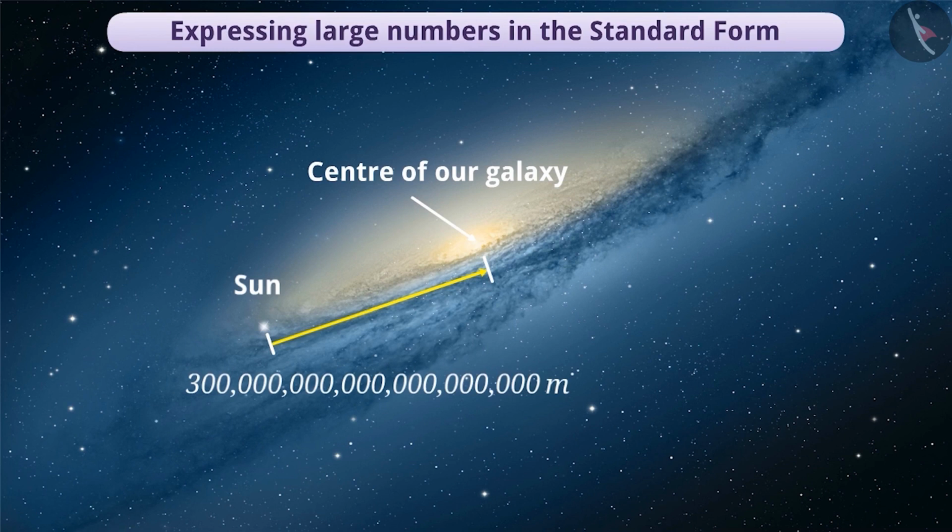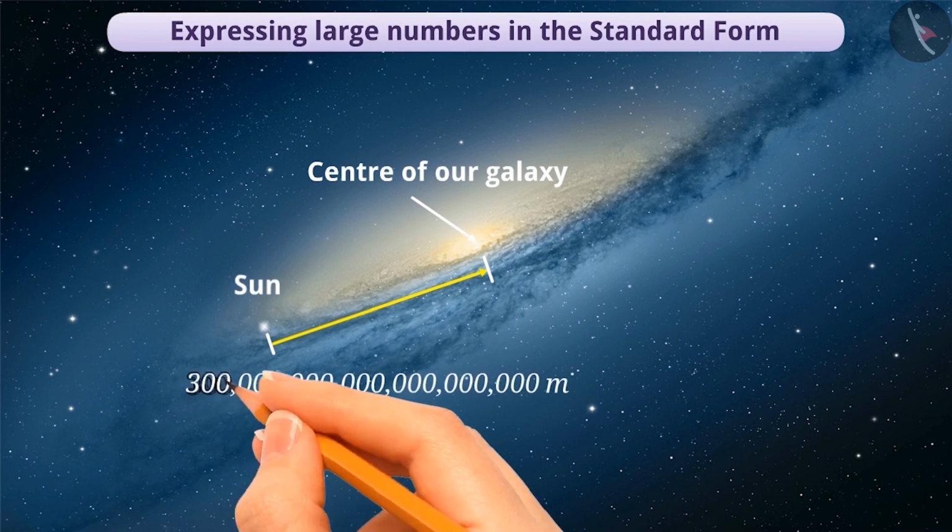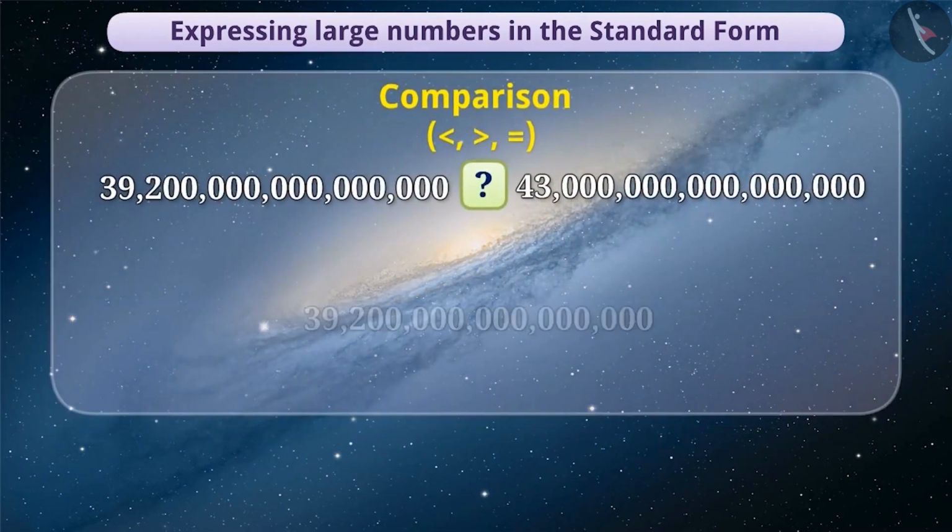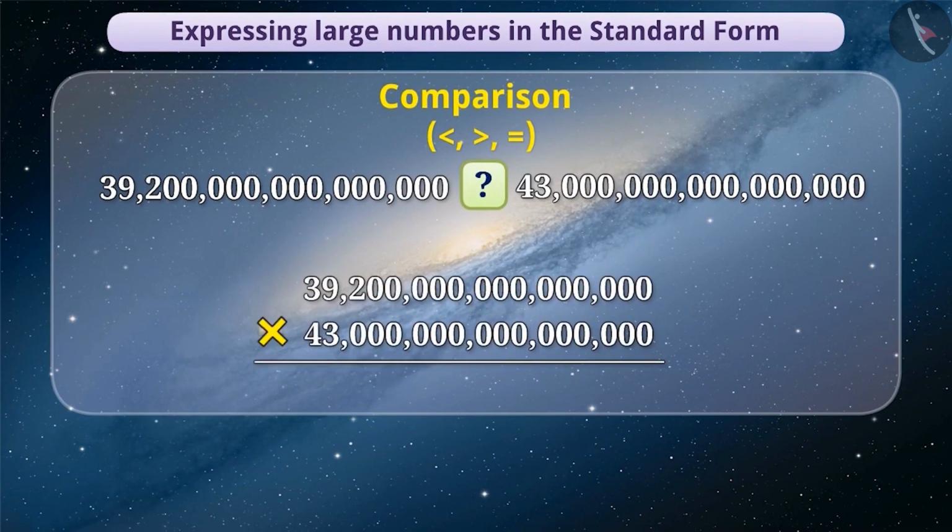Such large numbers are not only difficult to read but also difficult to write, understand, compare, and do any sort of mathematical operation upon them. In this situation, it is important that we express such numbers in a shorter and easier form. This is possible with the use of the standard form of a number.